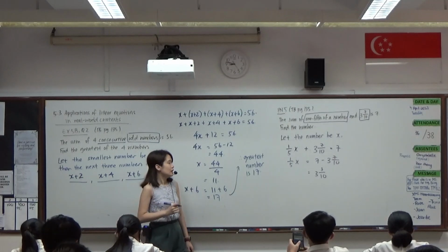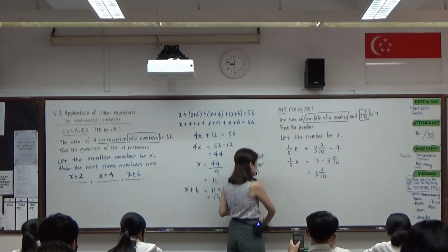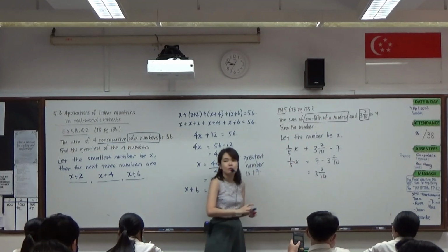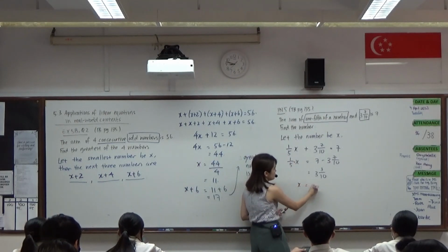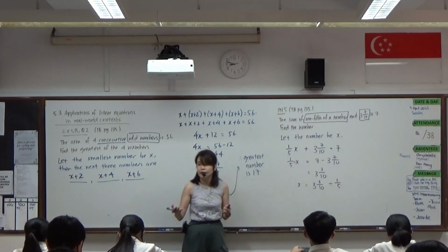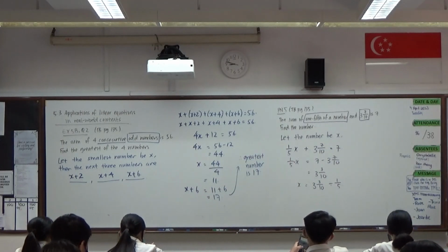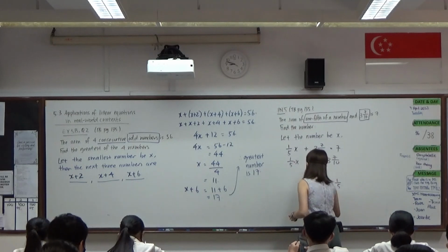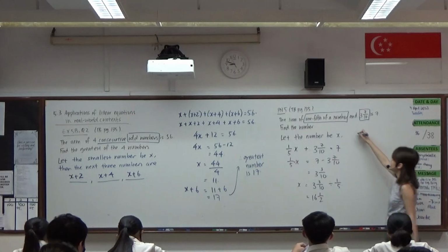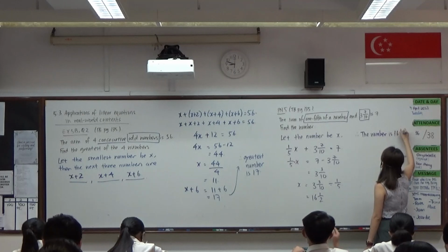In order to find x, this is 1 over 5 times x, so I'm going to put a small times sign over here. 1 over 5 brought to the other side will become a divide. So x equals 3 and 3 over 10 divided by 1 over 5. Use a calculator, and you will get the answer 16 and a half. Therefore the number is 16 and a half.